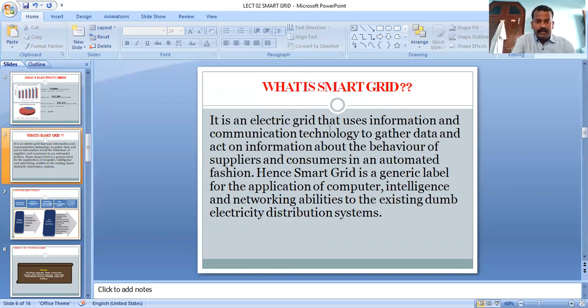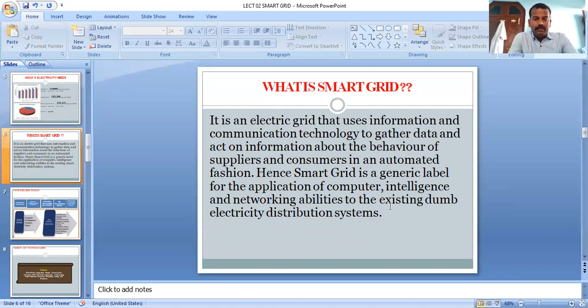It is an electric grid that uses information and communication technology to gather data and act on information about the behavior of the suppliers and consumers in an automated fashion. Hence, smart grid is a generic label for the application of computer intelligence and networking ability to the existing dumb electricity distribution system.